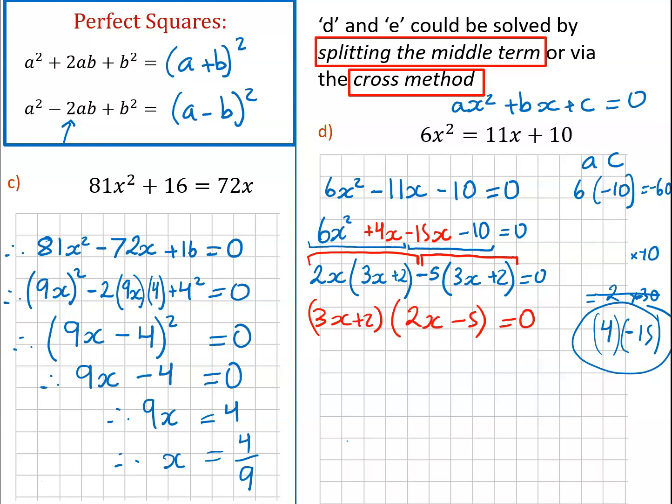So now, it's our usual stuff. We say therefore either 3x plus 2 is equal to 0 or 2x minus 5 is equal to 0. In other words, either x is equal to negative 2/3 or x is equal to 5 over 2. Okay, so that is what we call splitting the middle term. We could have also done the cross method. Let's do the next question using the cross method.